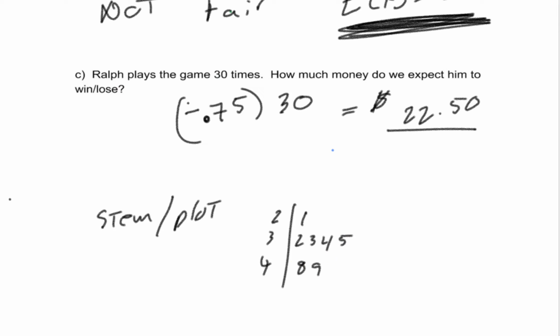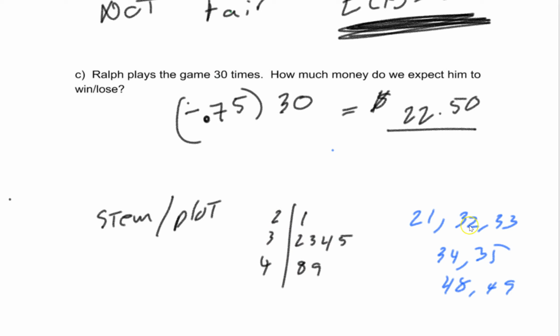A stem and leaf plot is just a way to write out values. So this is the same thing as saying 21, 32, 33, 34, 35, 48, and 49. So that's all a stem and leaf plot is. If you ever see this, that's all it is. It's just a way to write out numbers in a fancy way.